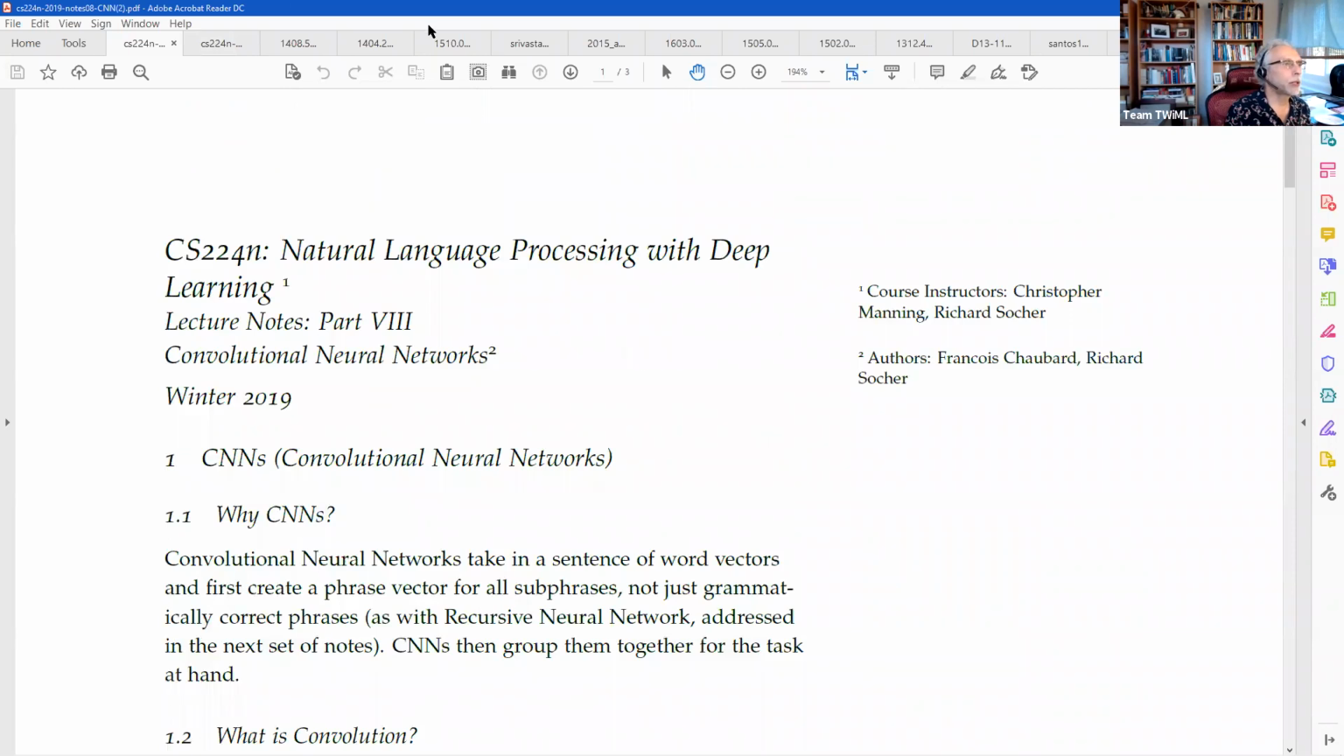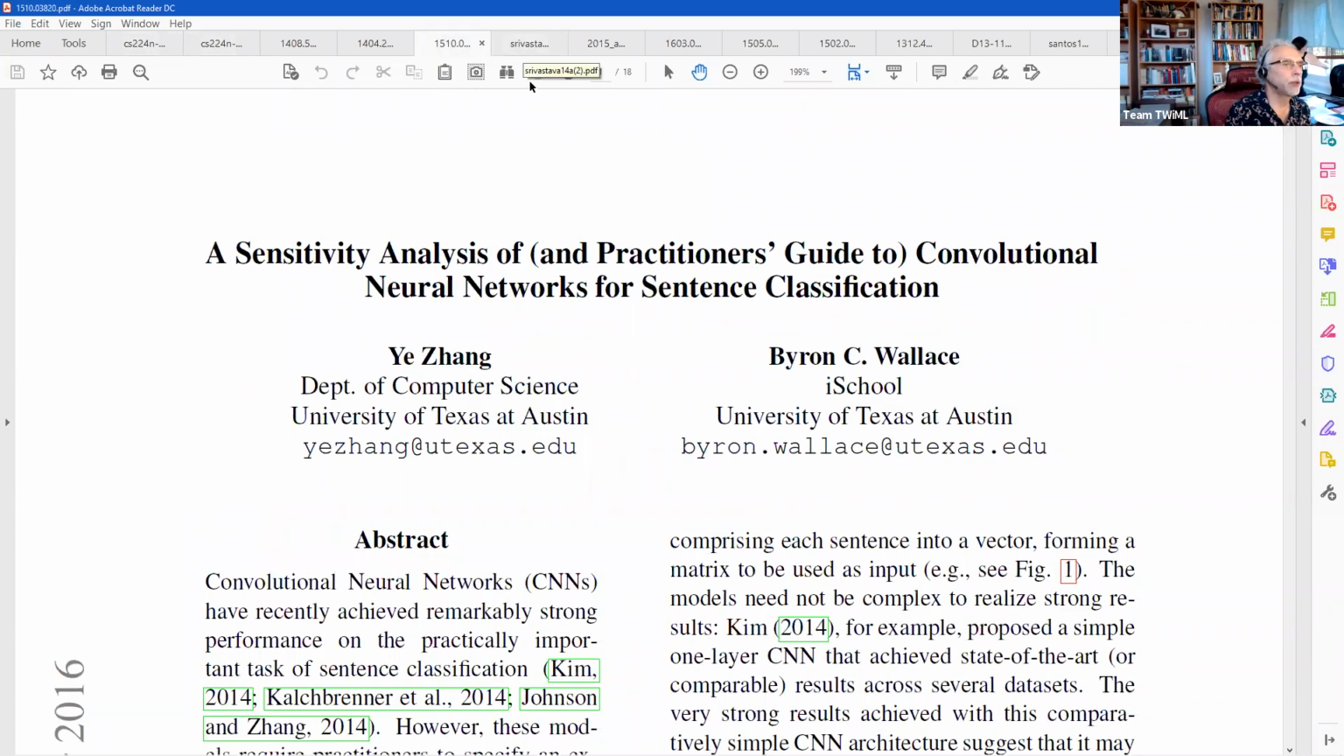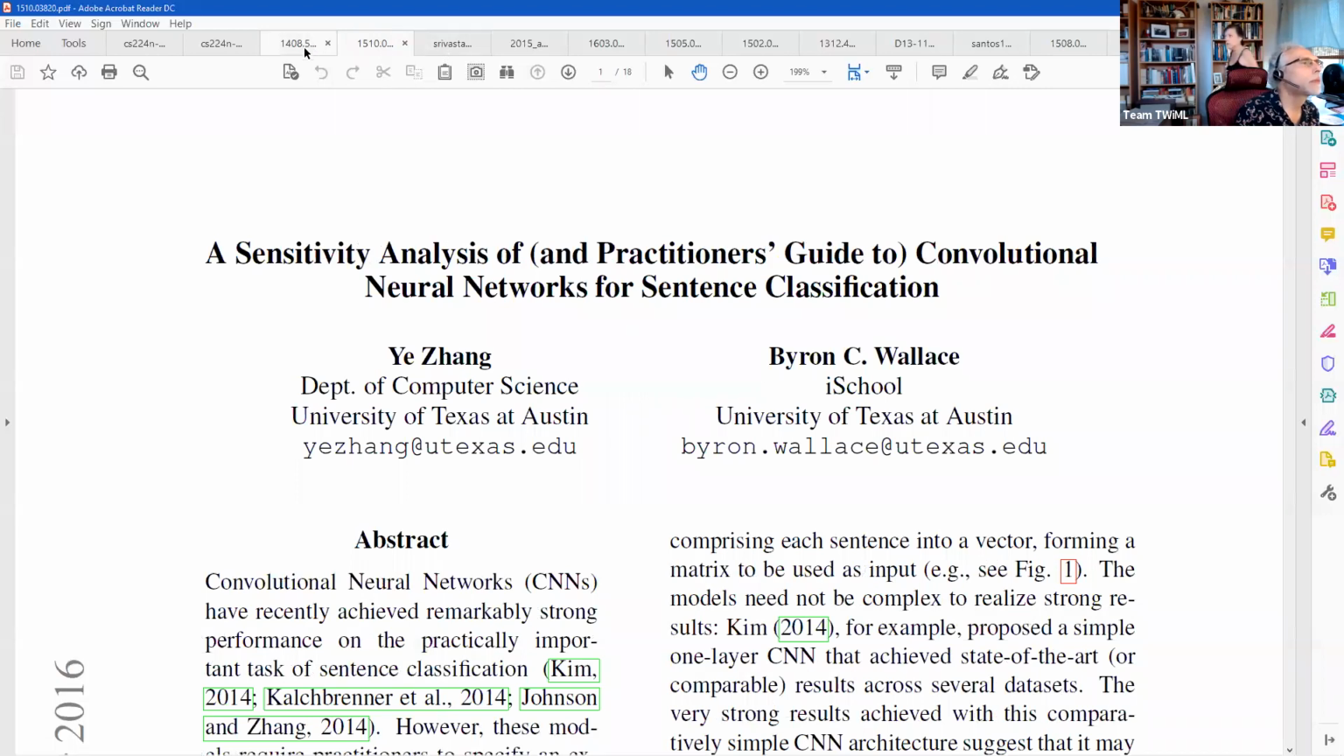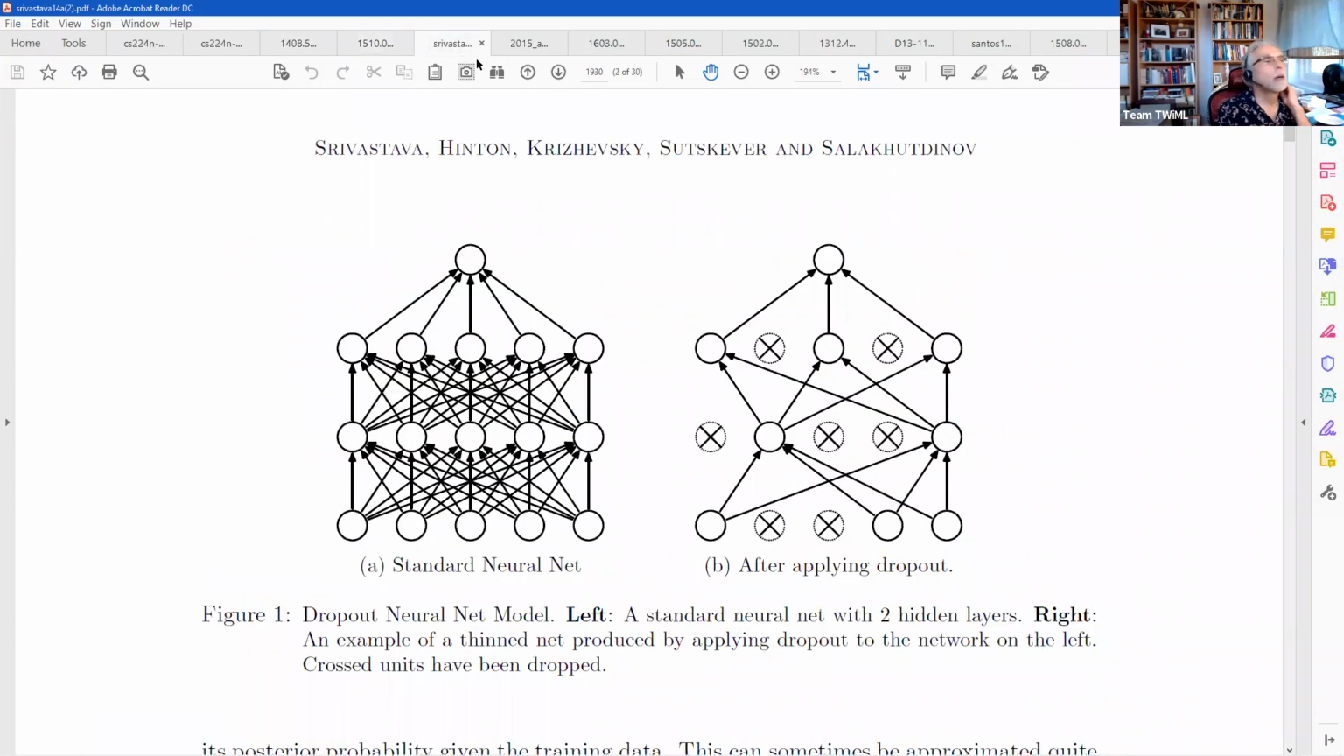But first, I was in the process of showing you all the papers that are being referred to. Let's see, where were we? Yeah, this is Yoon Kim's paper. This is the sensitivity analysis. This is the dropout.